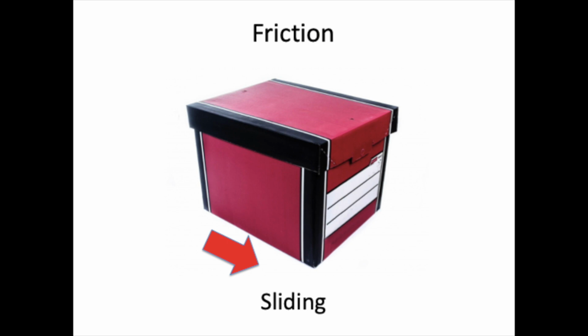Now we're going to switch gears and talk about friction. The first type of friction is sliding friction. Sliding friction is the force that is slowing an object down from sliding across the surface. It's as simple as that.